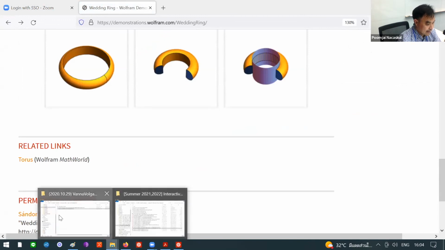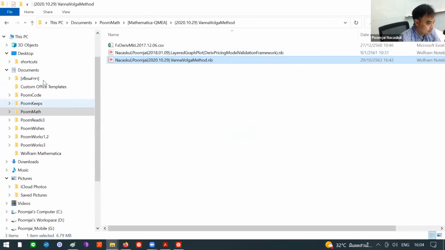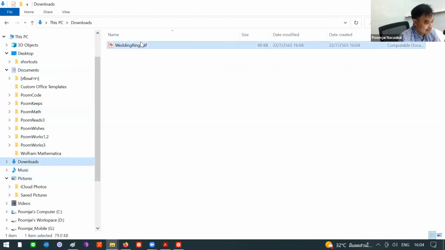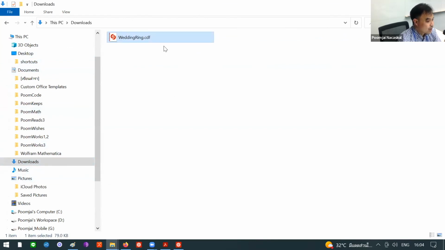I'm going to get this guy. CDF, sorry. Desktop download. That's called computable document format. So even if you don't have a Mathematica program and you just have a player, you can play with it. So this is what you can do.